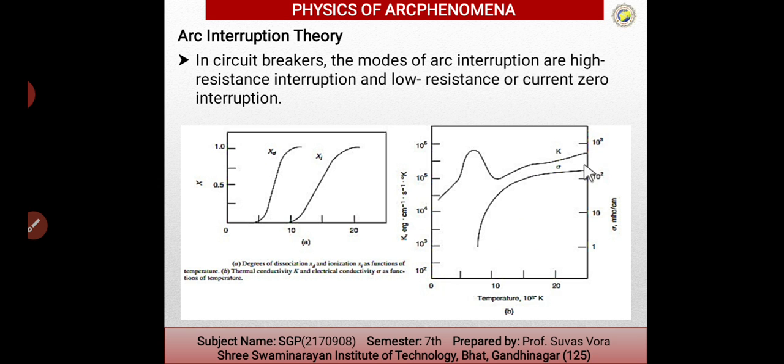So आप यहाँ पे देख सकते हो कि जो एटमॉस्फेरिक इफेक्ट की वजह से, so these are the values and these are the temperature effect in the arc.